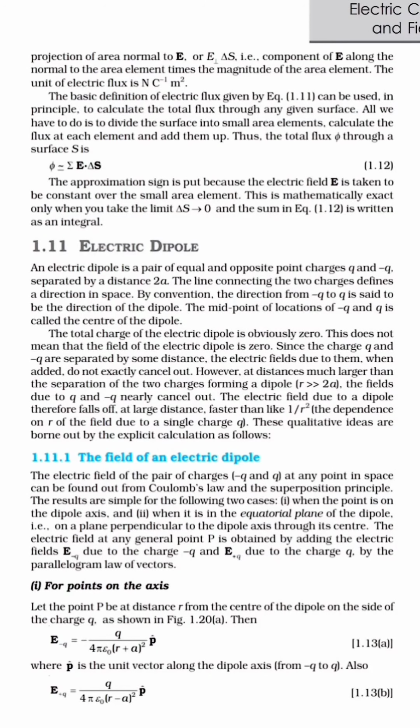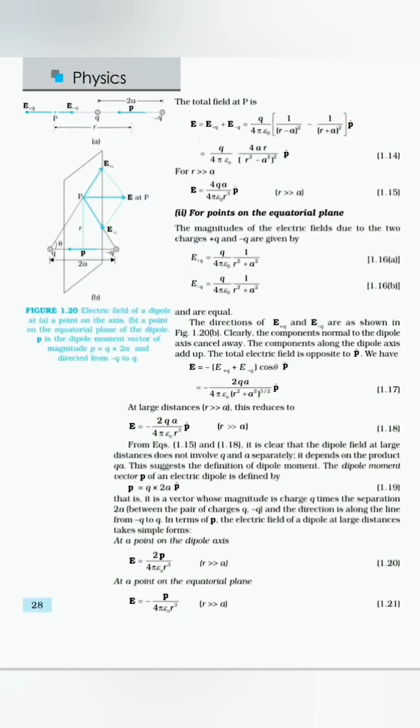Then, the electric field due to the negative charge will be minus kq divided by (r plus a) whole square times unit vector p, where p is the unit vector along the dipole axis, that is from minus q to plus q. Also, the electric field due to the positive charge is equal to kq divided by (r minus a) whole square.